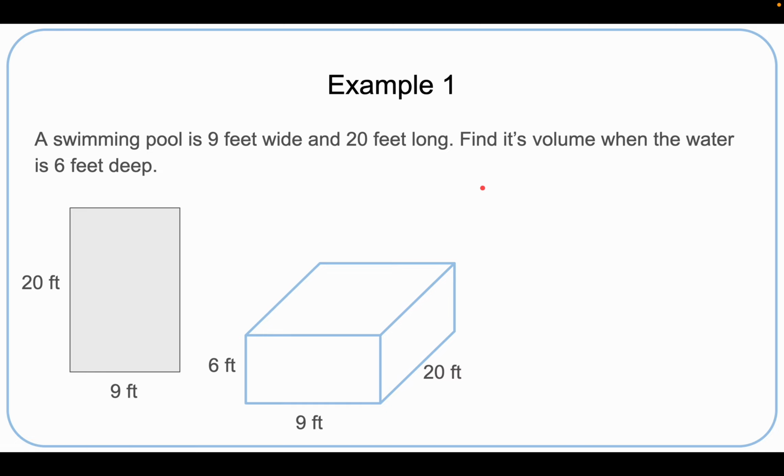To find the volume, you would find the area of the base, which is 9 times 20. 9 times 20 is 180. And then we're going to multiply it by the height, which is 6. If we multiply 180 by 6, 6 times 8 is 48, 6 plus 4 is 10. So then our volume here would be 1,080, and the units that we have are feet cubed. So 1,080 cubic feet is the volume of that pool.